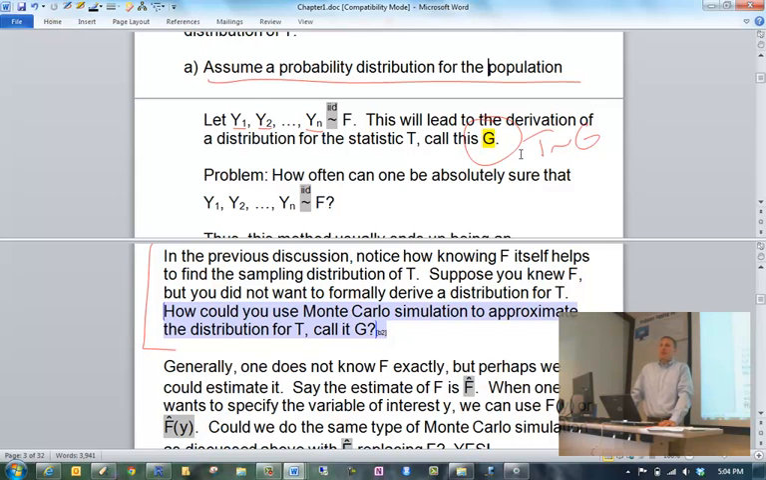It's not a rhetorical question. So you know what F is. So you know Y is maybe distributed normal. And let's say you're interested in a sample size of 10. How could you use Monte Carlo simulation then to simulate the distribution for t?